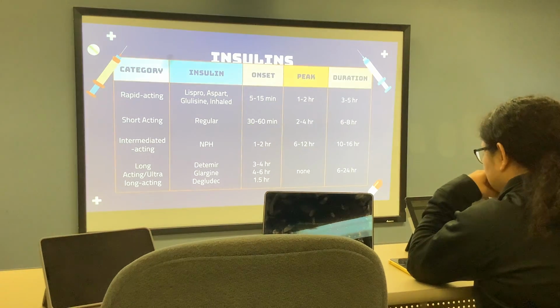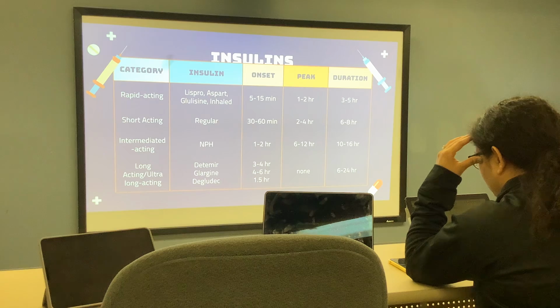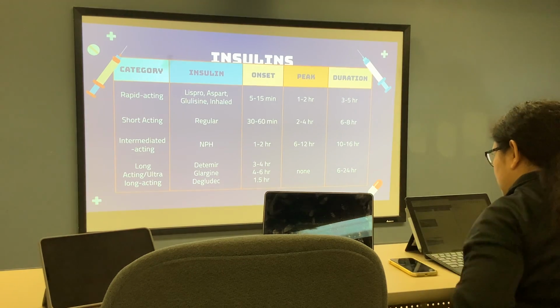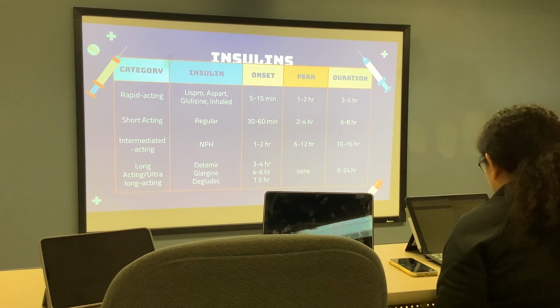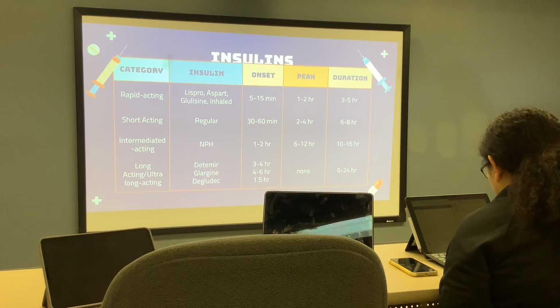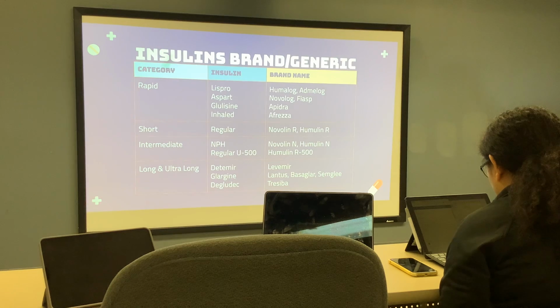And then we have long acting and ultra long acting, and that's Detemir, Glargine, and Degludec. Onsets here will range between 1.5 to 3 hours. They have no peak because they're long acting, so they don't spike up. They just continue and then they taper down, and these will last 6 to 24 hours.